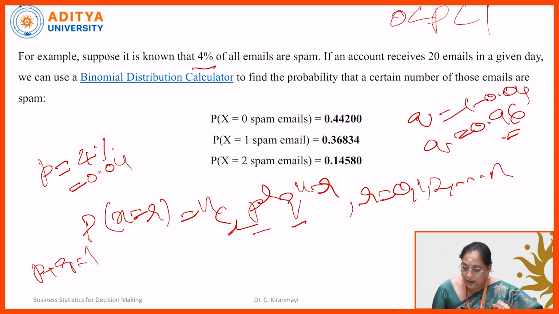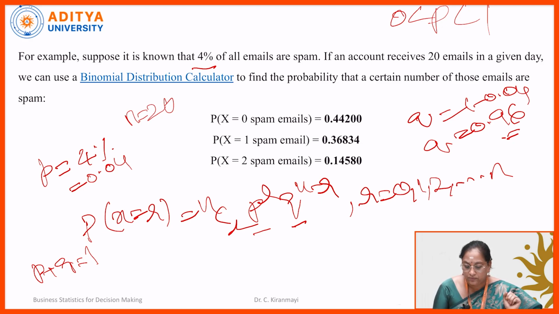If an account receives 20 mails in a given day, this 20 mails we can consider as the n value, a fixed number of experiments. If we consider 20 mails, it is 20 independent experiments. Okay, so n is 20.